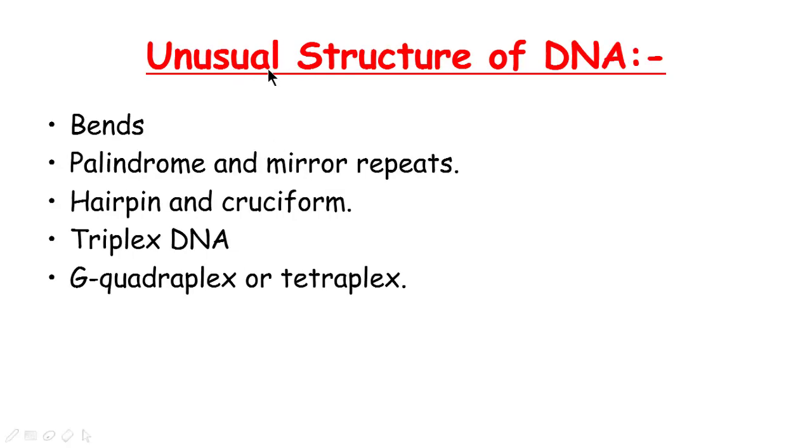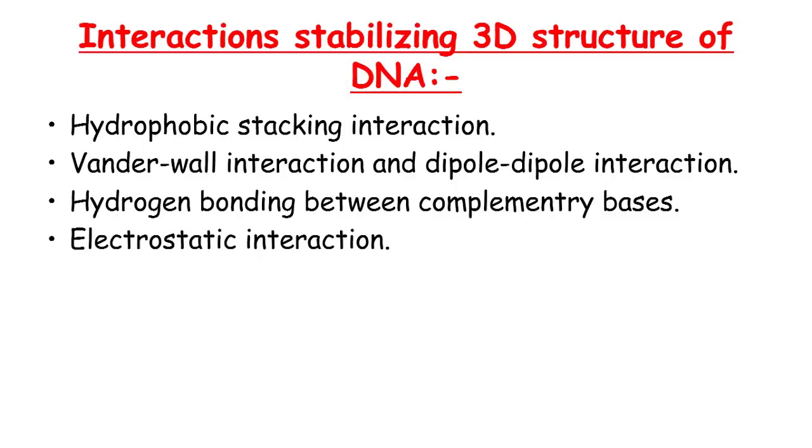Okay. The unusual structure of the DNA. There are 5 types of structure mainly present in the DNA: the bends, palindrome, mirror repeat, hairpin cruciform, triplex DNA, and the G quadruplex or tetraplex.